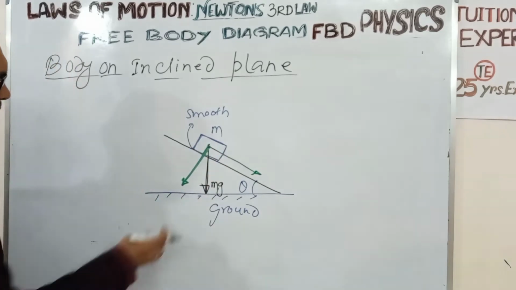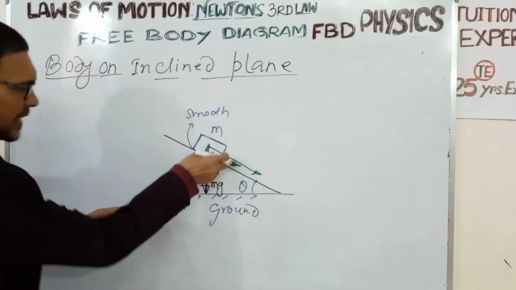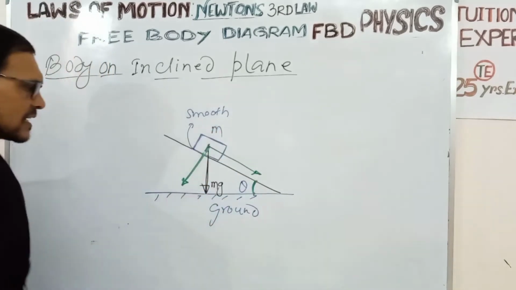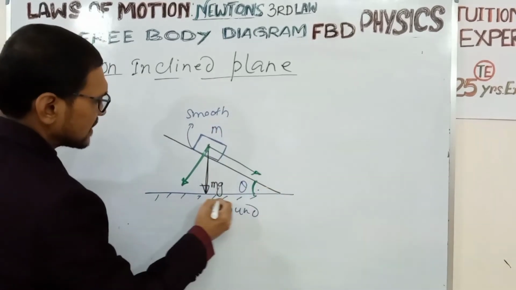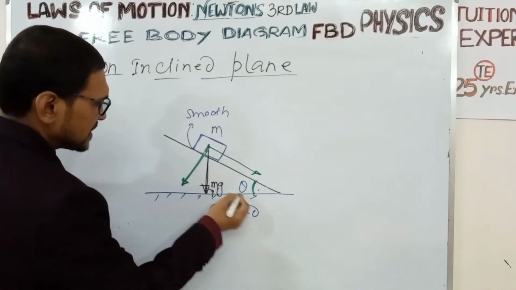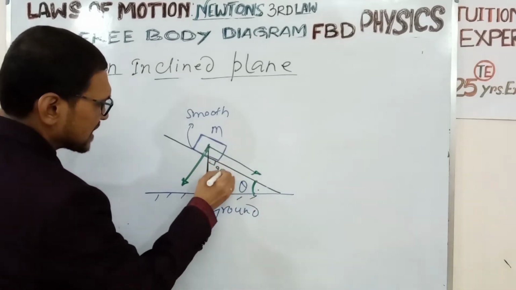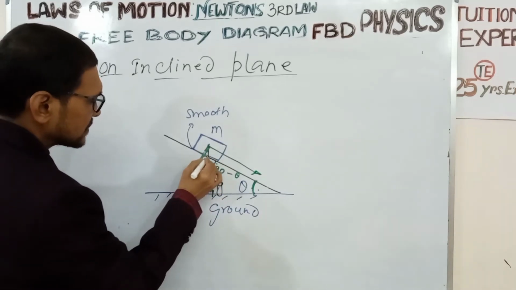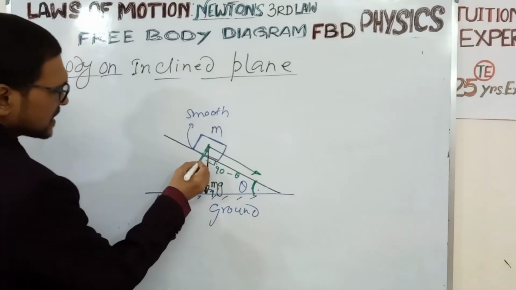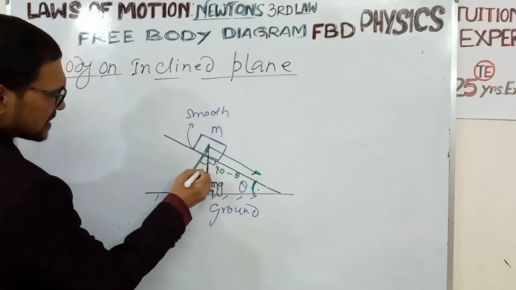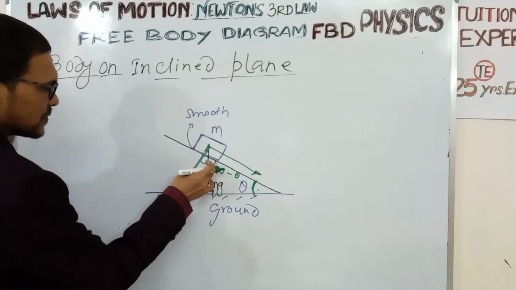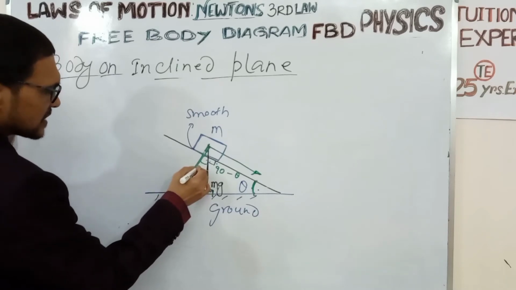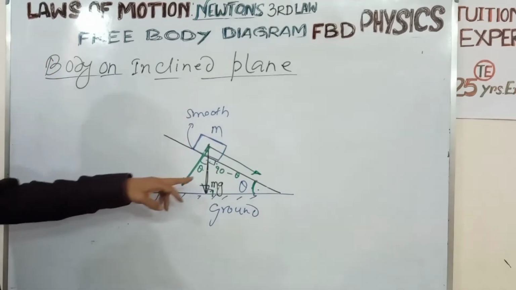We have to resolve the weight along the plane and perpendicular to the plane. So now if this angle is theta, this is 90, this is 90, and this angle is 90 minus theta. Now this angle is 90, so this angle is 90 minus theta. If this angle is 90 minus theta, then this angle will be theta. So this angle is theta.